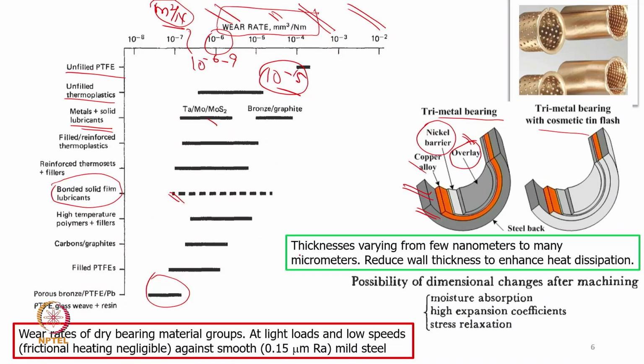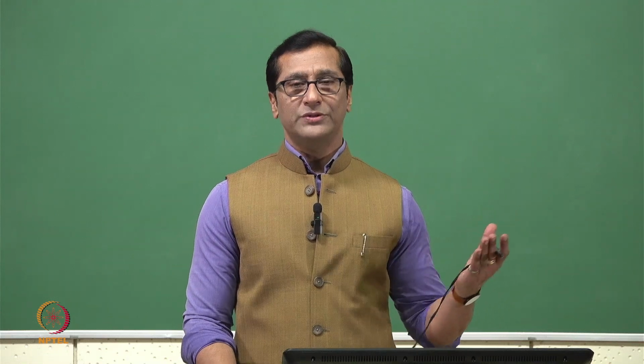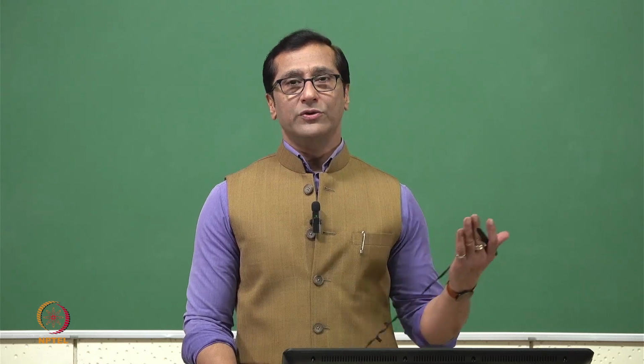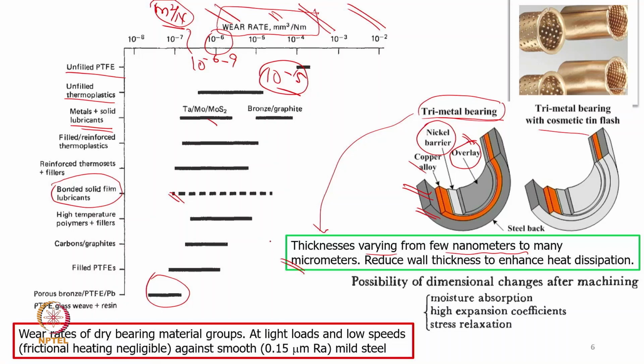And whenever we are talking about this kind of trimetallic or bimetallic coating, we need to think about the thickness. We say thickness should vary from a few nanometers to a few micrometers. It should not go into millimeters. Of course, in a few books it has been mentioned it can go to 3 mm, 4 mm also, but lower thickness will be more important.